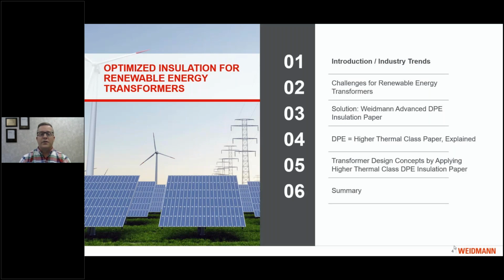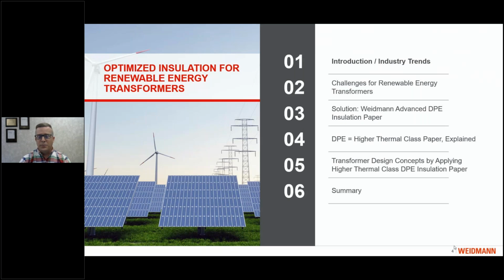I'll specifically focus in on one particular solution, which is a not so new paper that Weidmann makes, called In Solutions DPE paper, and it has several different benefits. One in particular is the fact that it has a higher thermal class, so I'll talk about that in a separate section, and then I'll hand it over to my colleague Aleksandr Levin, who is going to cover some interesting transformer design concepts, specifically by applying a higher thermal class insulation paper like our Weidmann DPE paper. Then we'll wrap up with a summary.